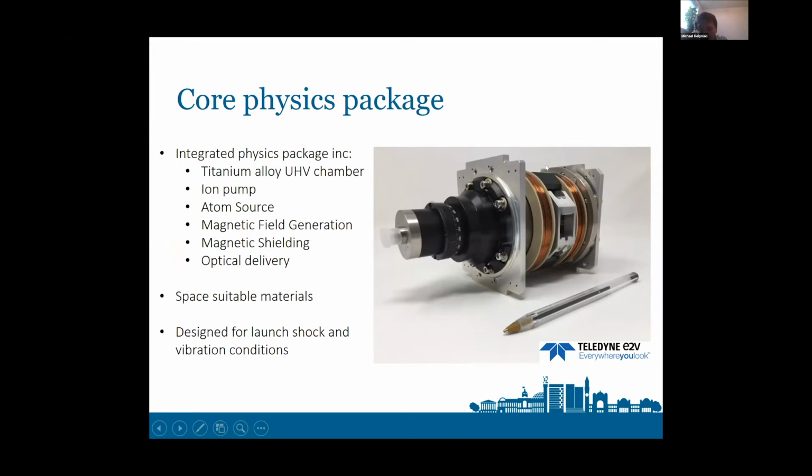And there's also some magnetic shielding not shown, which would just come around the outside here. These are all made with space materials, and it's been designed in particular to survive launch shocks and vibration conditions. We've tested the vibration. I'm not sure if they've tested the launch shock. I think at one point I deliberately dropped it on the table just to check that a bit.